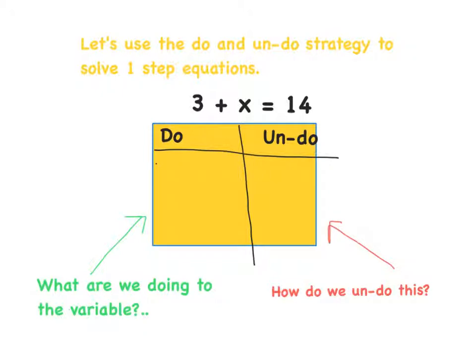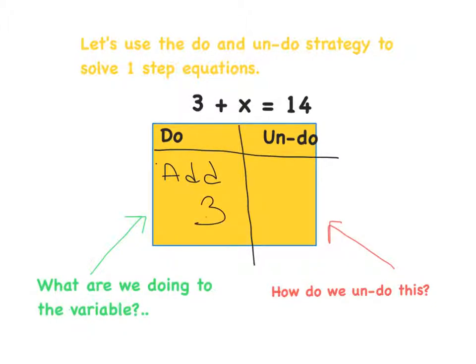Let's go with our original equation of 3 plus x equals 17. And let's use the do and undo box strategy to solve this equation. So you'll see the first thing that I did is I set up a box and I made two columns, the do column and the undo column. In the do column, I'm simply going to write, what are we doing to the variable? We're adding 3 to the variable.